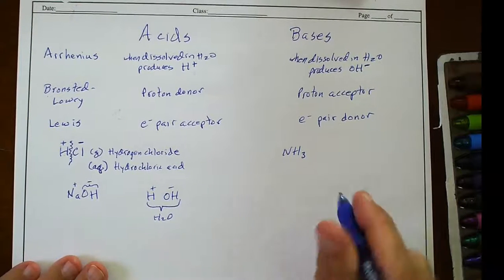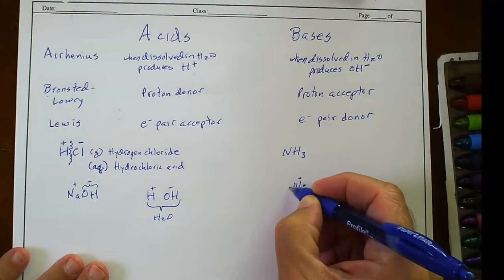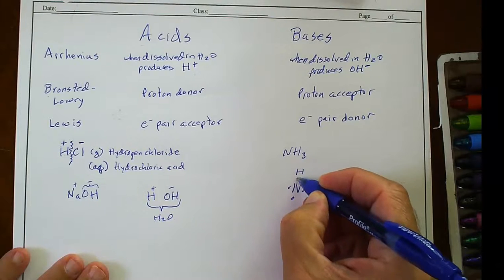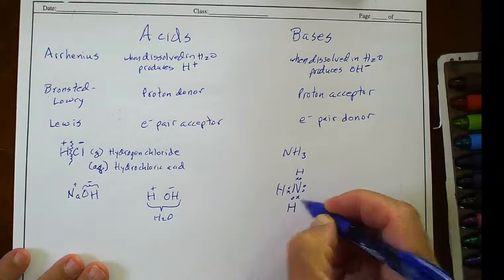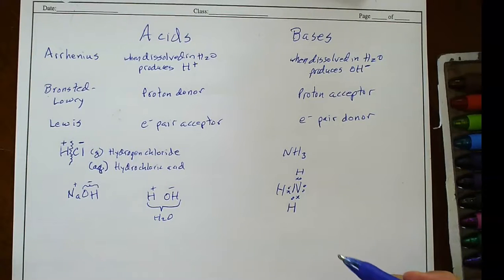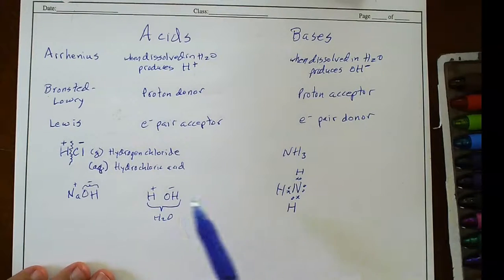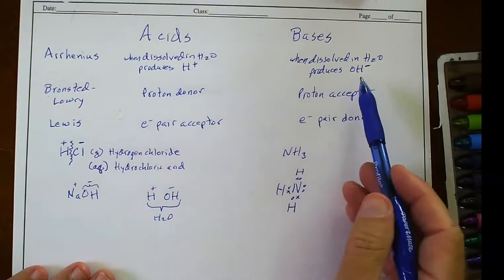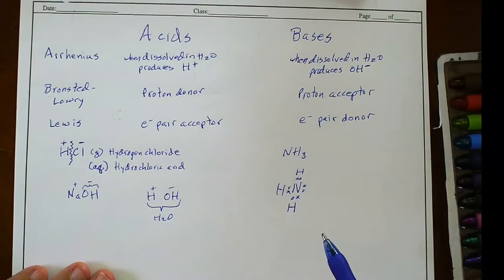Ammonia is NH3. As far as a Lewis structure for ammonia, it has 5 valence electrons, and there are 3 hydrogens bonded to that with covalent bonds, and there is an unshared pair of electrons on the nitrogen, or a lone pair. Now, if the only definition you knew was the Arrhenius definition, where an acid will give off H+, and a base will give off OH-, hydroxide, what do you think ammonia is?